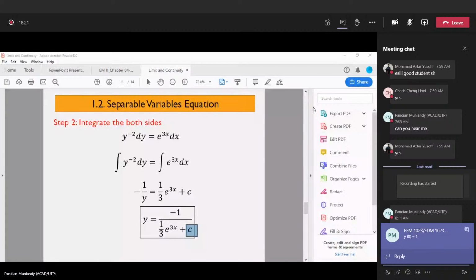That means for first order, you must have one initial condition. So when x is 0, y equals 1. So what is your C? You got to try now. This is an exercise. You have to try and let me know what is your value C. I'm waiting.